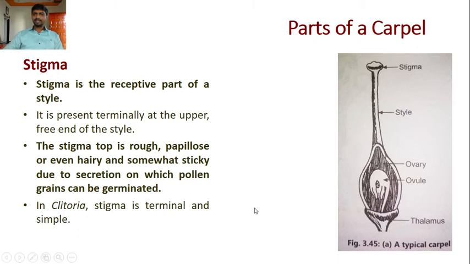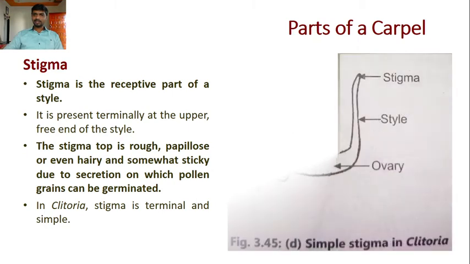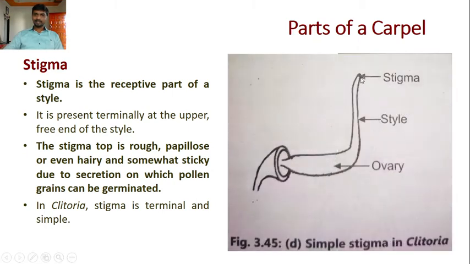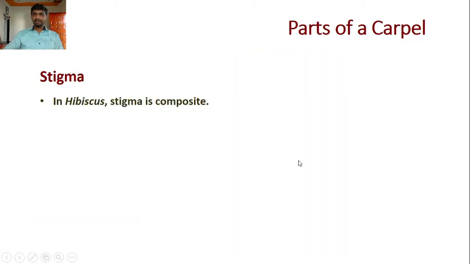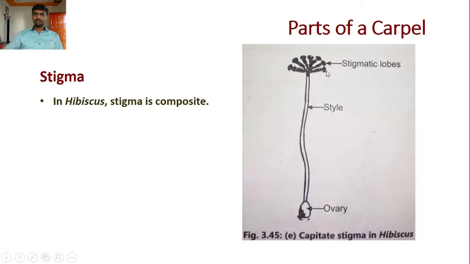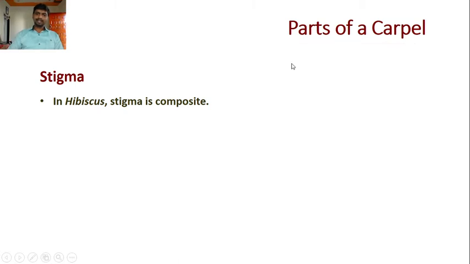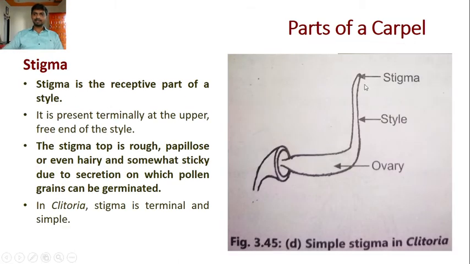In Clitoria, stigma is terminal and simple. So this is the stigma, which is terminal and simple, in the Clitoria. In hibiscus, stigma is composite. It forms the stigmatic lobes. So here we can see the stigmatic lobe. Seven stigmatic lobes we can see in this diagram. Here in hibiscus it is composite, while in Clitoria it is simple, a single stigma that we see here.